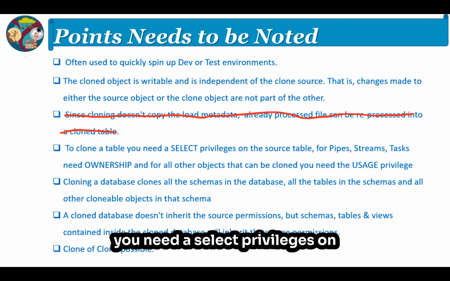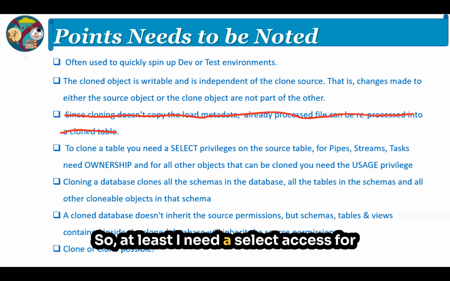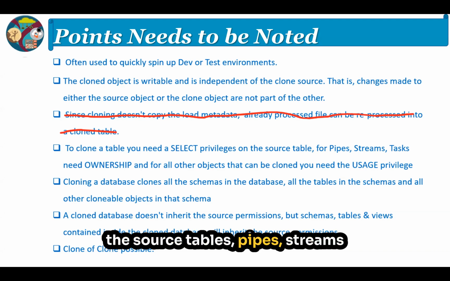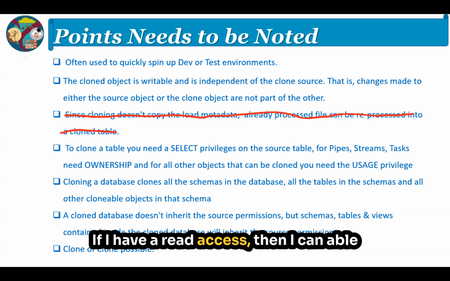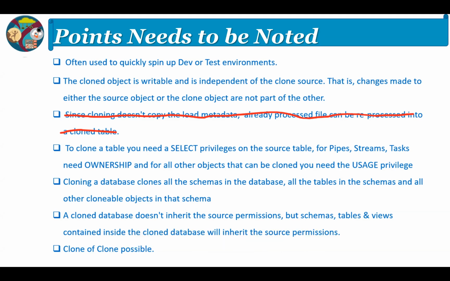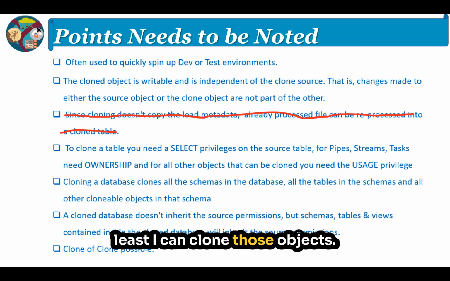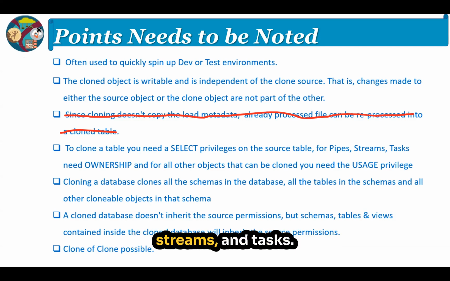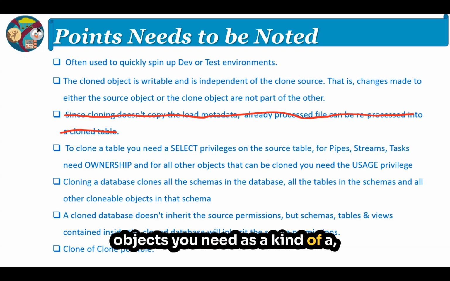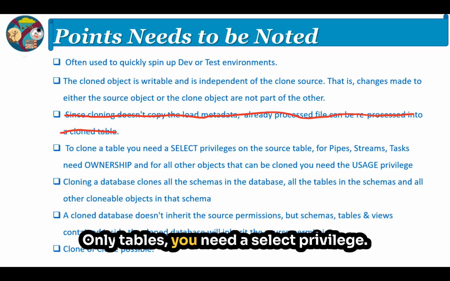Now, to clone a table, you need select privilege on the source table; for pipes, streams, and tasks, you need ownership; for all other objects that can be cloned, you need the usage privilege. For example, when I'm cloning a particular database, at least I need select access for the source tables, pipes, streams, and tasks. If I have read access, then I can successfully clone those objects. If I don't have any privilege, I cannot clone it. It is a basic thing. Coming to the other objects, for pipes, streams, and tasks you need ownership, and only for tables you need select privilege.